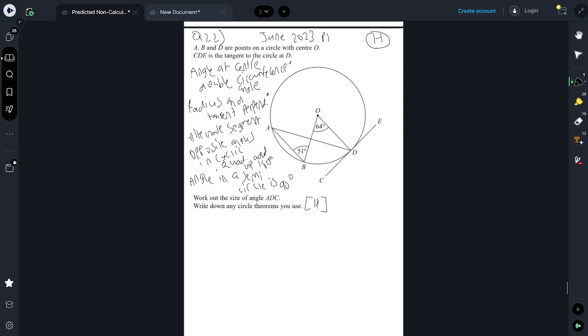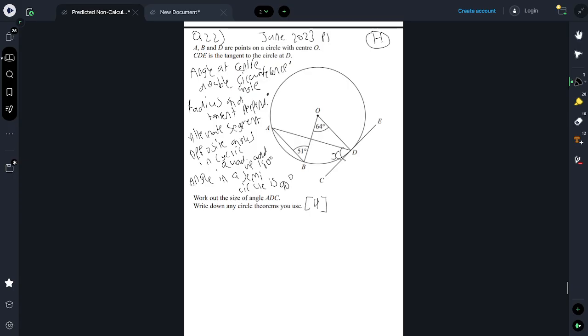Okay, so it says to find the angle ADC. So that's going to be this angle here. I'll call that angle X. Cool. Okay, so with circle theorems, think about what you know, what you're given, and then work your way. So what do you know, first of all, and what can we do?